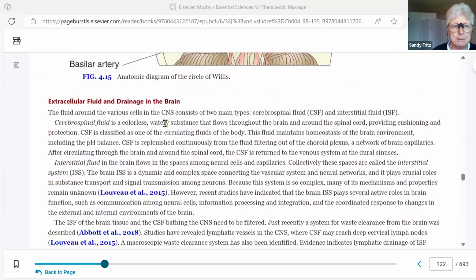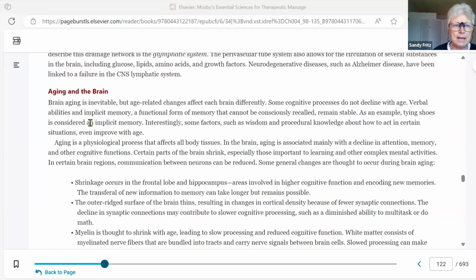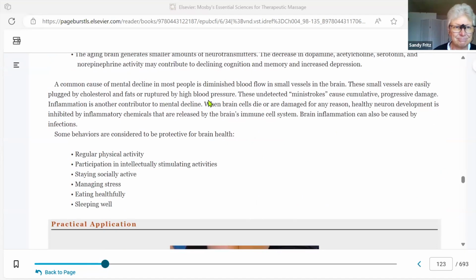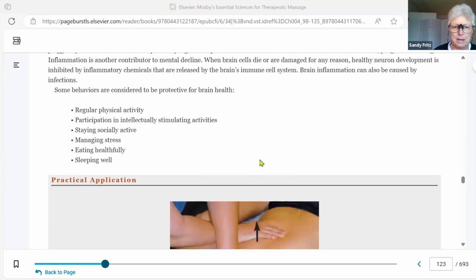So this talks about the drainage and the fluid of the brain, and then what happens when it ages. How does our brain get old and how do we keep it sharp? Massage really plays into that because we help people manage stress, and we also can support regular physical activity. And most important, helping people sleep well.